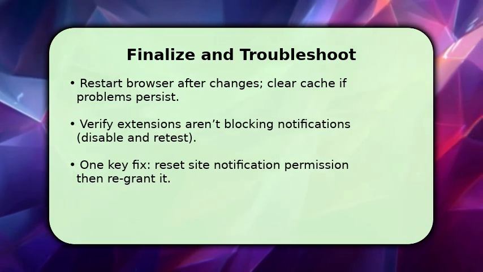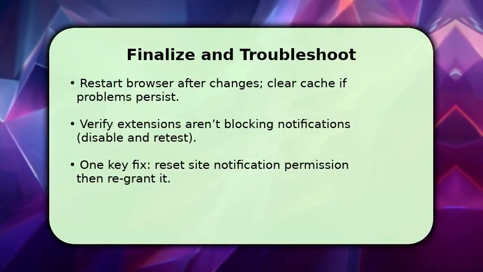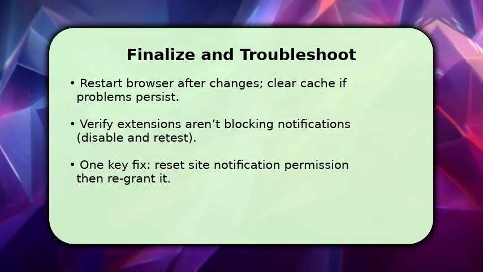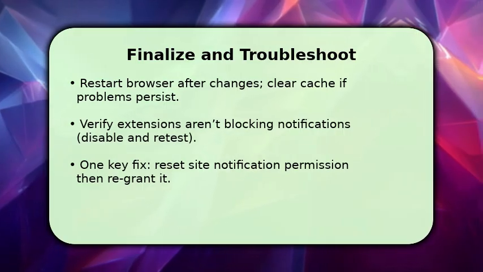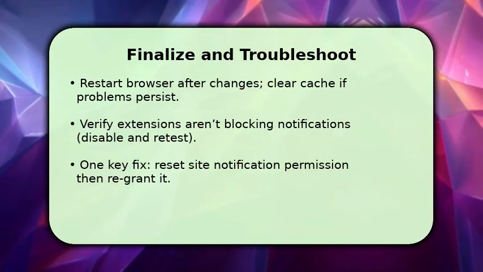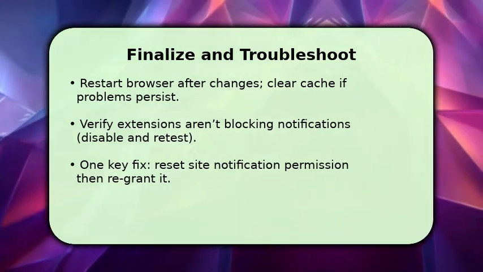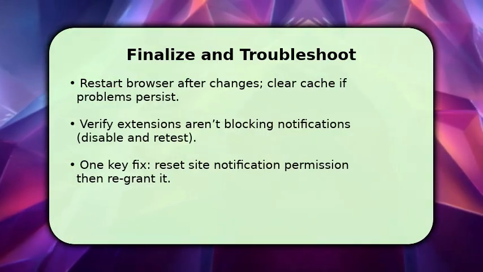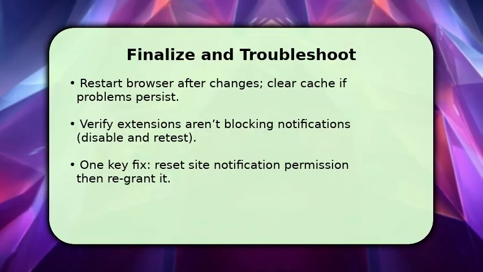If you still don't receive alerts, disable extensions like ad blockers or privacy guards and test again because they can intercept notification APIs. If that fails, reset site permissions for mail.google.com in the browser. Remove the rule, close the browser, reopen Gmail, and re-grant notification access. This reset is the single best troubleshooting step to restore desktop Gmail notifications.